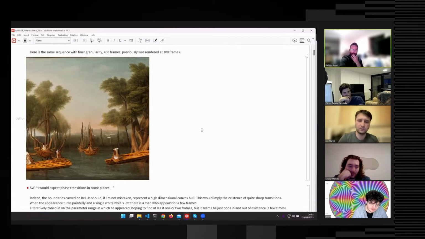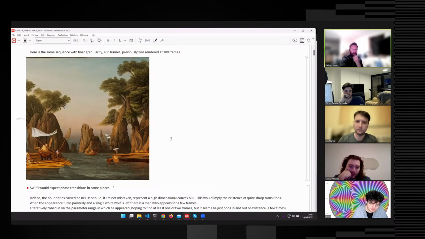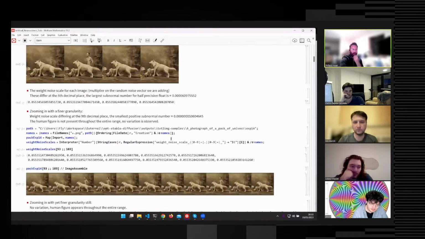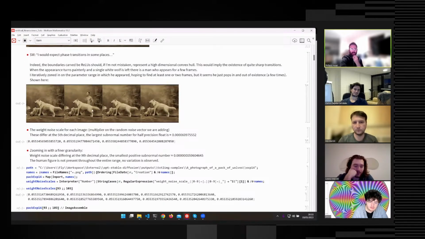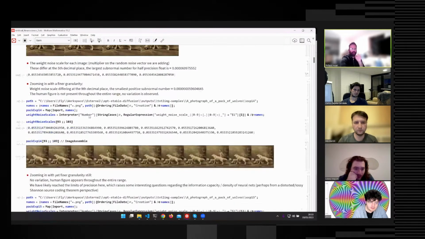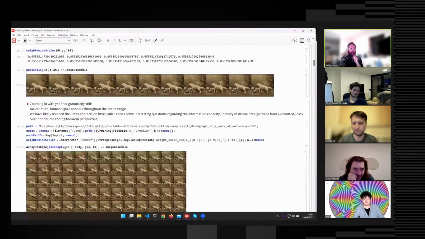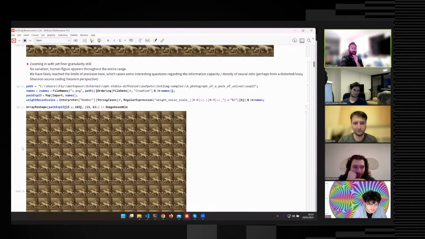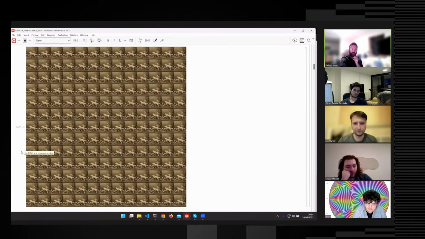This should be playing the 400 frame thing. I think it's maybe just loading. No, it's still going. So I generated more frames, and what's weird is this figure only appears in some small range of the global scale value, and there's not much variation to him. That may be to do with the fact that the network has been quantized to half floats.